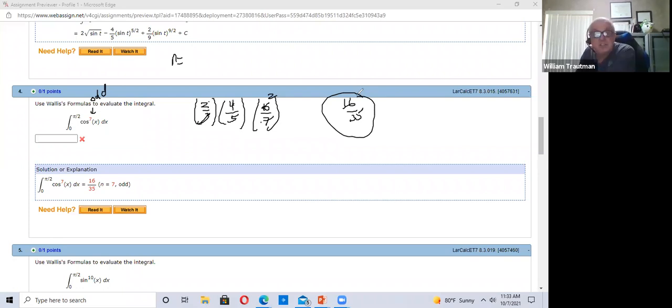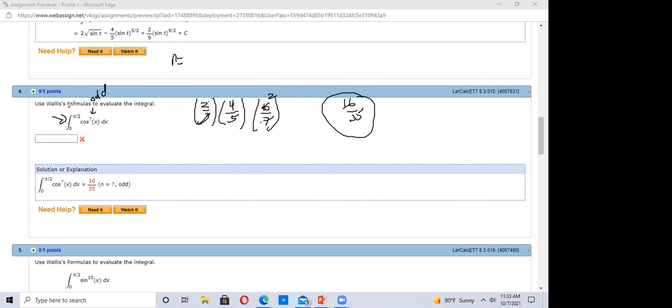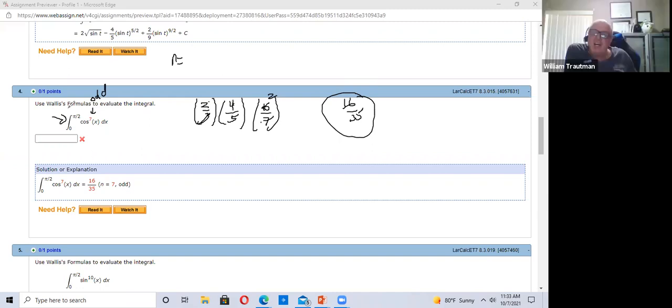I like those. Those are nice little easy integrations. And once again, don't forget, you can only do that when you're integrating from 0 to pi over 2. It's pretty easy with cosine, but there are not a lot of opportunities. You might see one on the test.